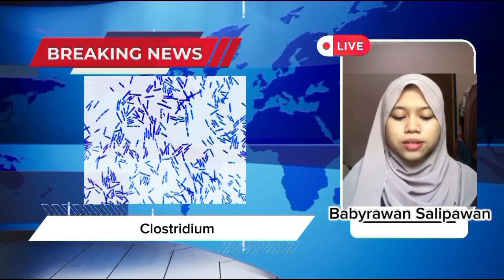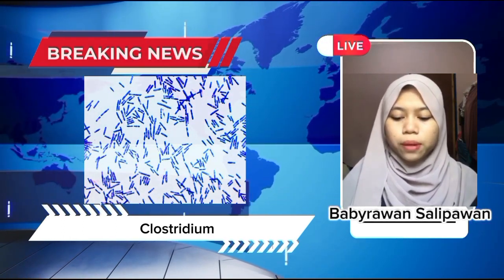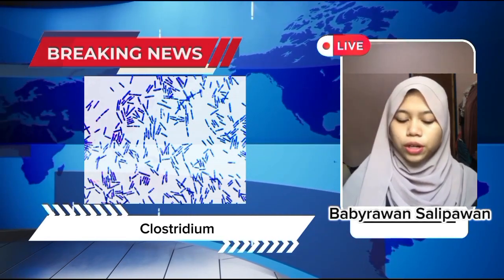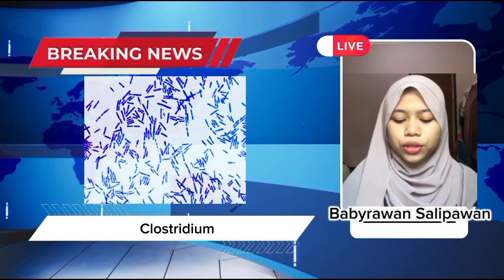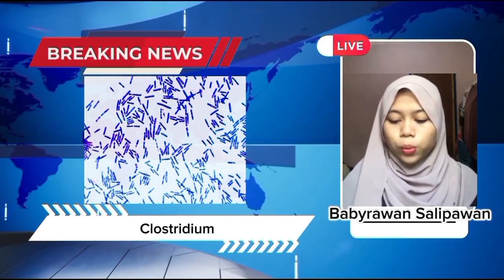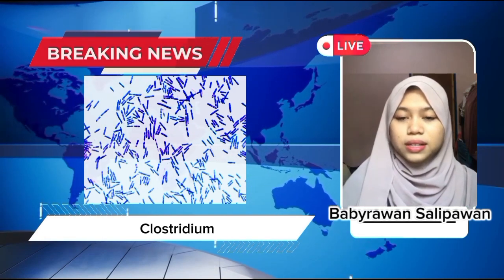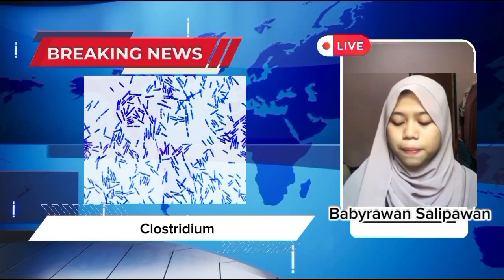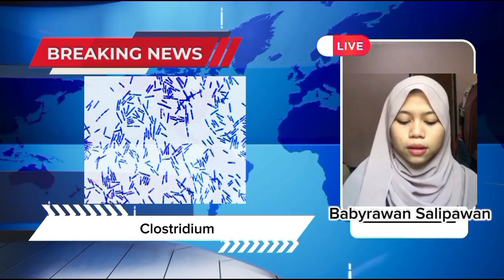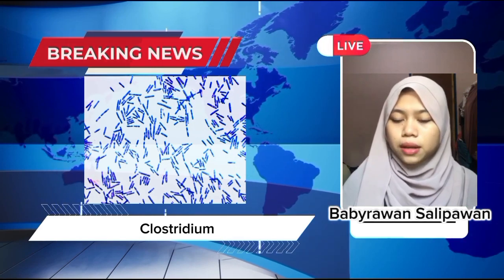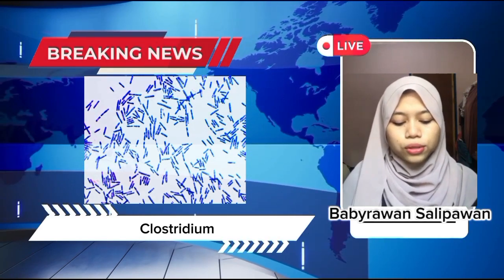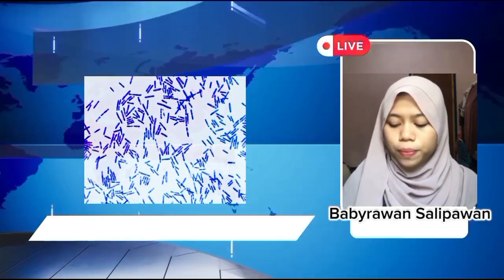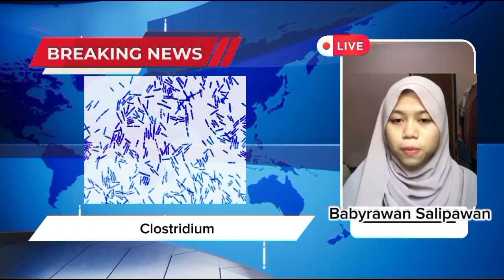Clostridium is a genus of gram-positive, rod-shaped bacteria that form spores. Here are some characteristics of Clostridium. Morphology. Clostridium bacteria are rod-shaped with rounded ends. They can appear singly or in pairs. Staining reaction. Clostridium bacteria are gram-positive, meaning they retain the crystal violet dye in the gram staining process. Cultural characteristic. Clostridium bacteria are anaerobic, meaning they can grow in the absence of oxygen.